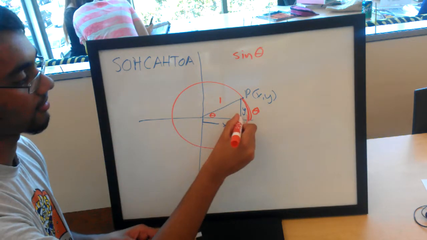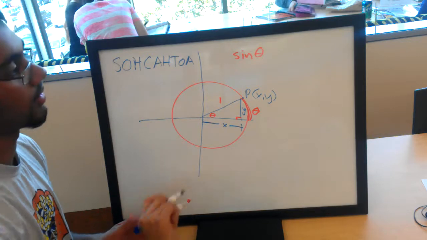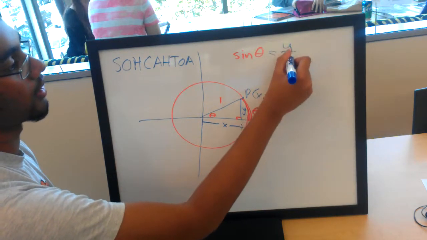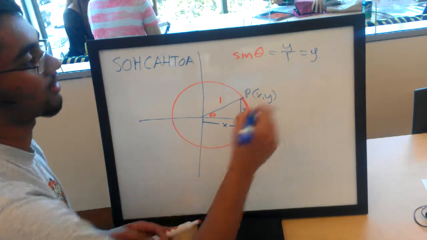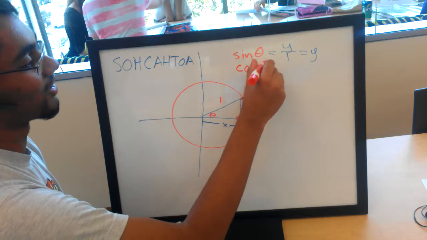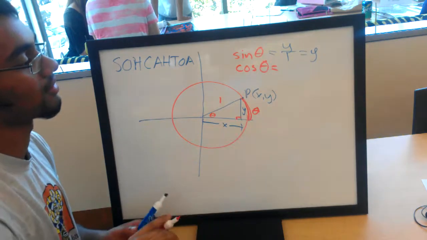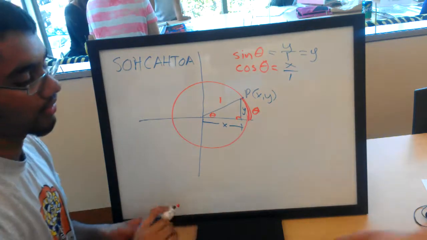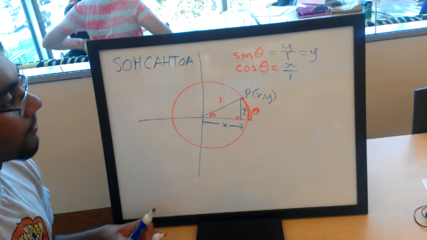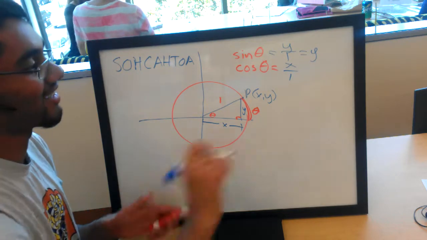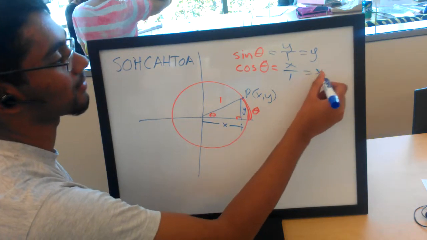This is the right angle. So the opposite to this angle would be y. Y over 1, so it's just y. And cosine theta is x over 1. Okay, does everyone follow so far? It's equal to x.